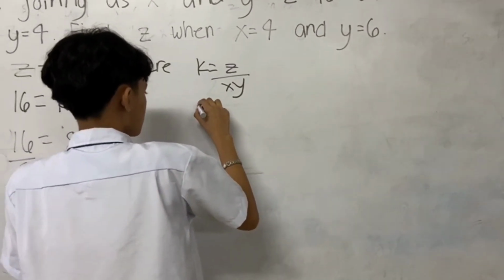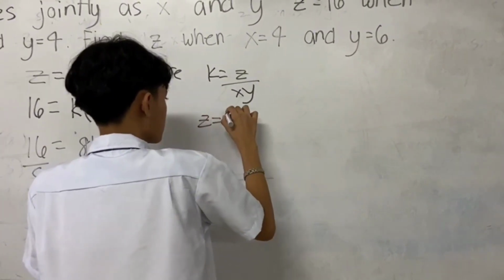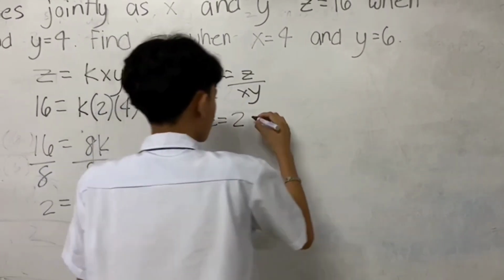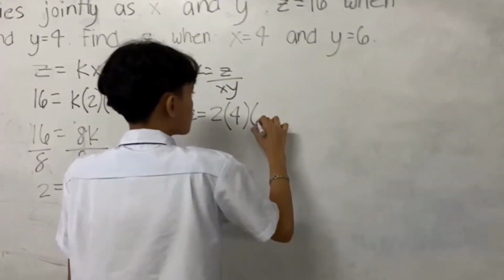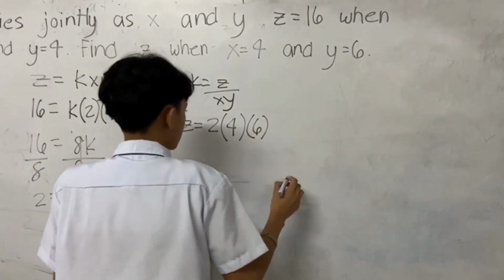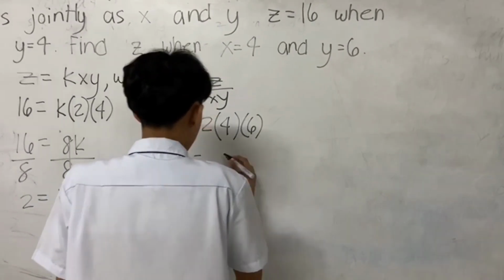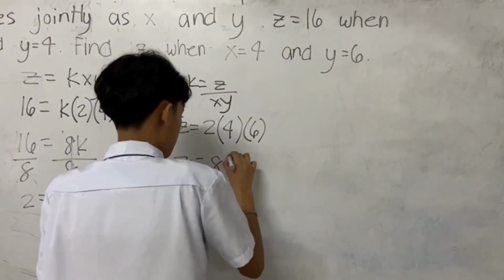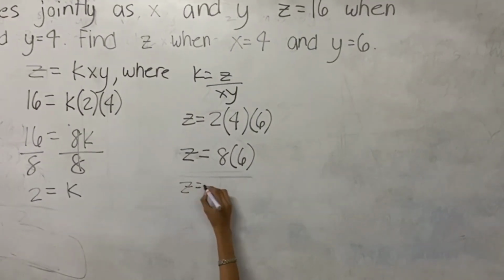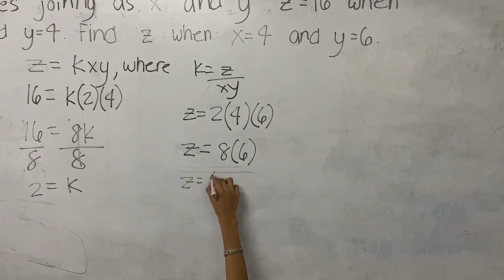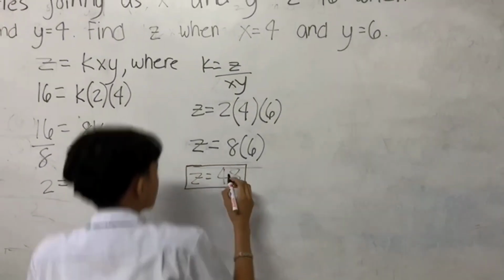So back into the equation. Z is equal to K times X and Y. So we're going to multiply our constant to X and Y. So 4 and 6, the values of our X and Y. So 8 times 6 is equal to 48. Z is equal to 48. So the answer is 48.